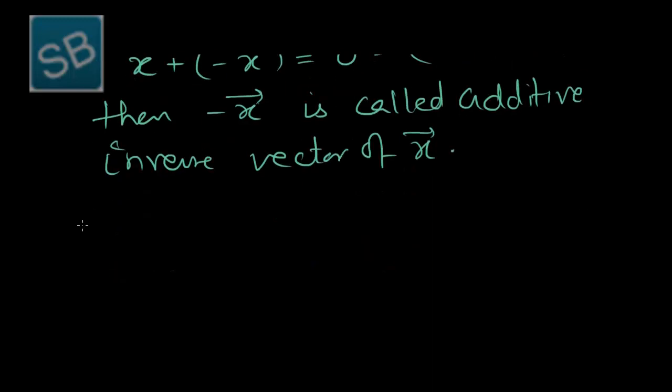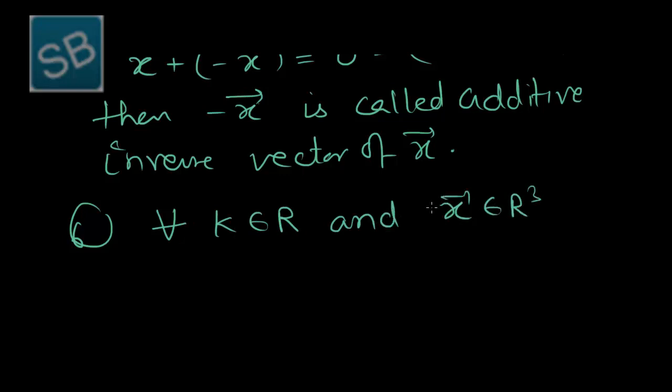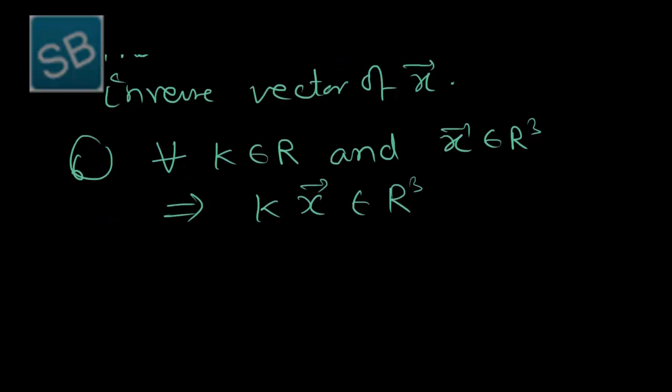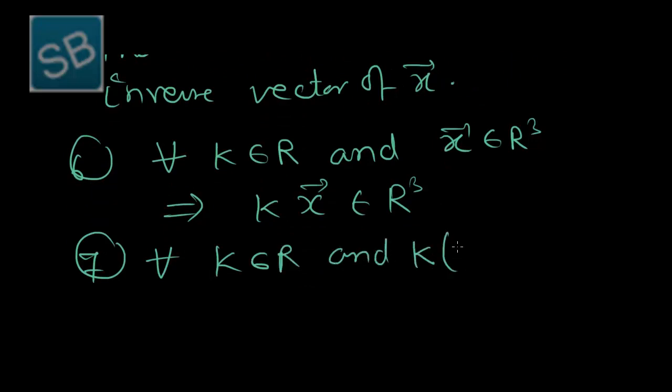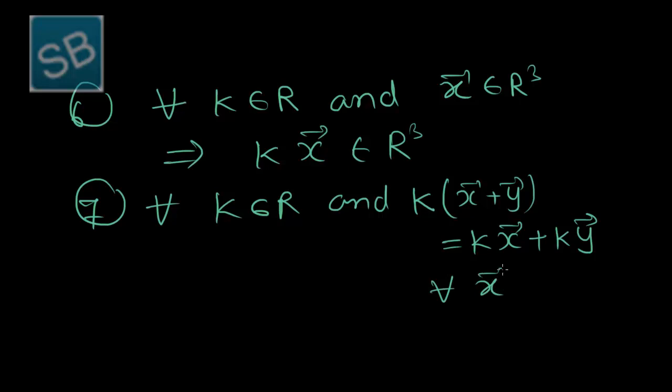Now the next property: for every k belonging to R and vector x belonging to R³, the product of k with vector x belongs to R³. Also, for all k belonging to R, when k is multiplied with the addition of two vectors, it gives k times vector x plus k times vector y, for all vectors x, y belonging to R³.